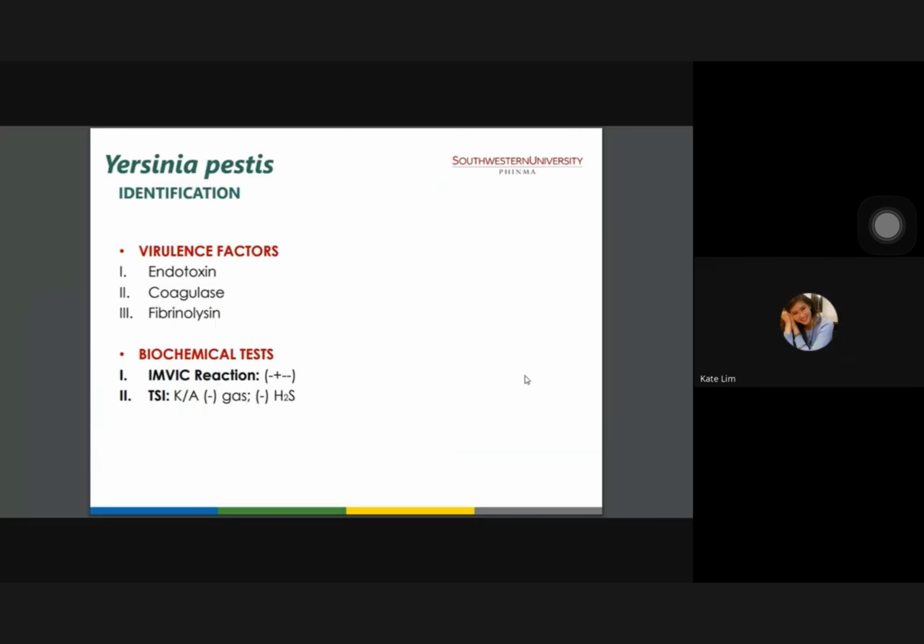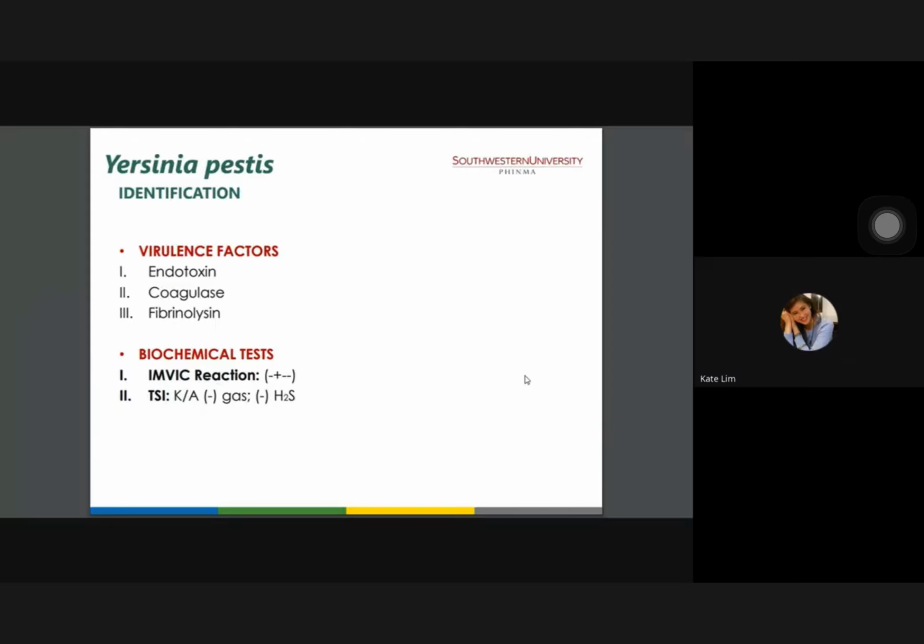So if it disrupts blood clots, it can actually spread more easily through the bloodstream and tissues. So this is how your Yersinia pestis does its job in spreading through the bloodstream, which may cause further sepsis and septic shock.